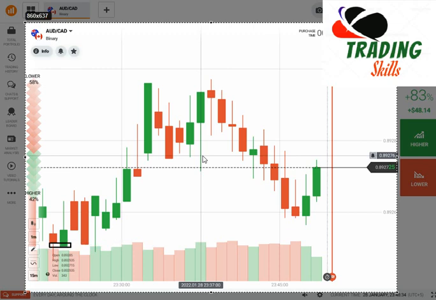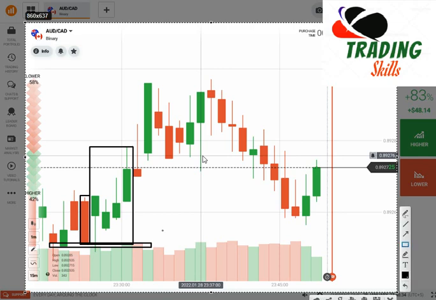So now you can see buyers entered here. Okay, so you can see here I have set this line with the closing price and with the opening price. So now you can see when market came to this level, buyers entered again.